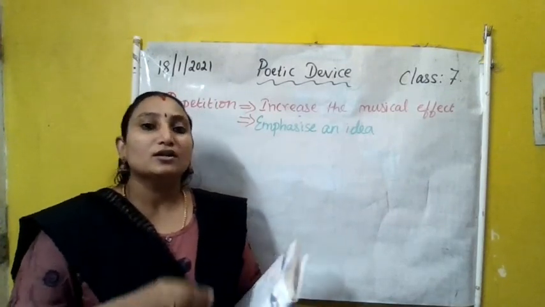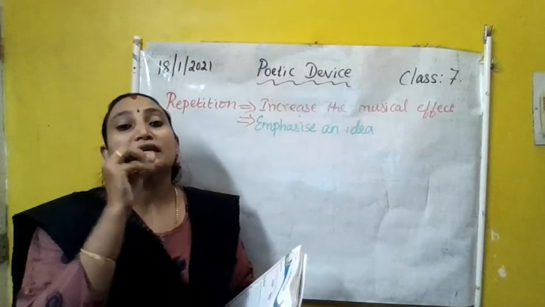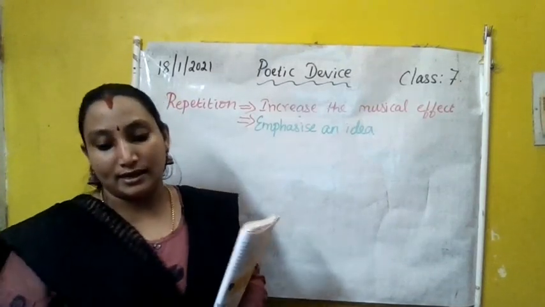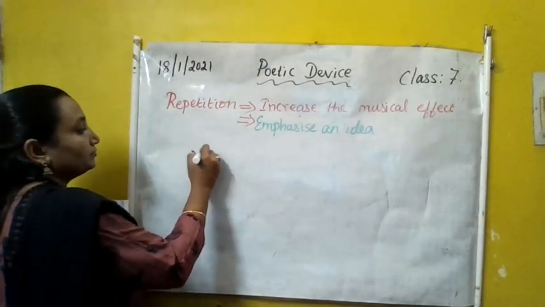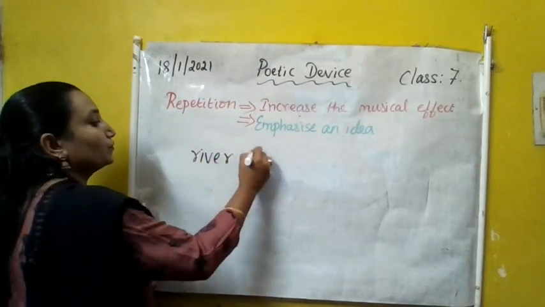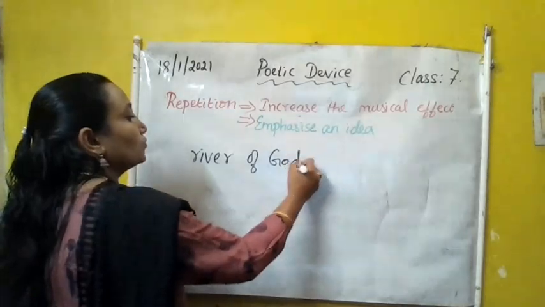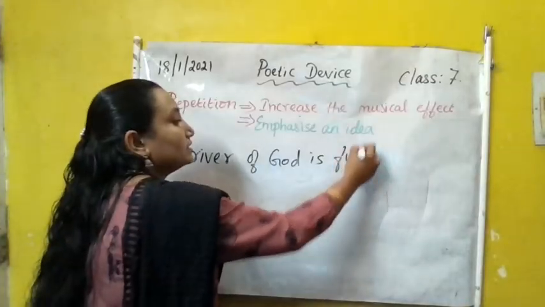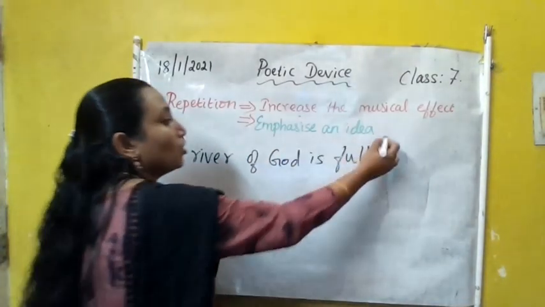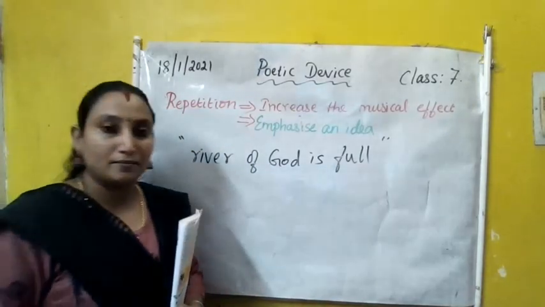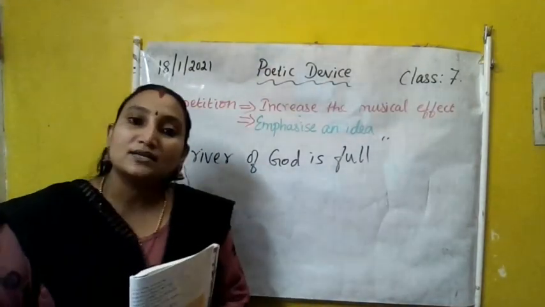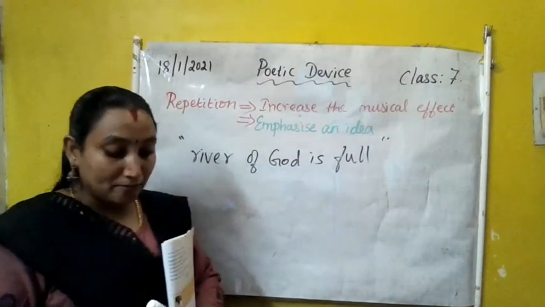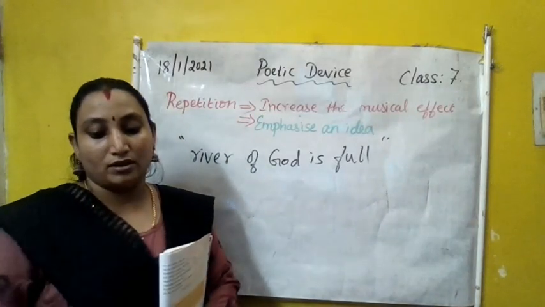So in order to emphasize that particular idea, the poet had used what? The river of God is full. He has repeated this particular line in all the three stanzas. Okay, in all the three stanzas. And the next poetic device is imagery. Okay, it is imagery.